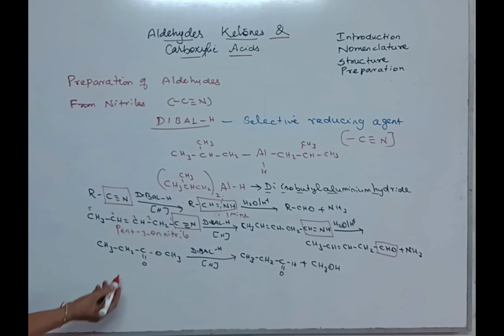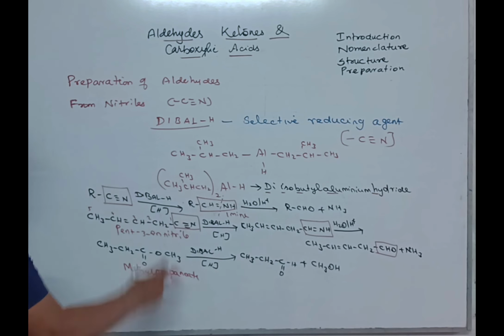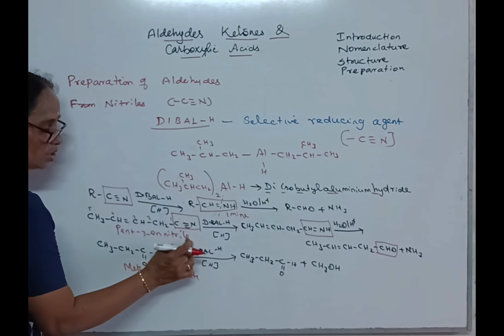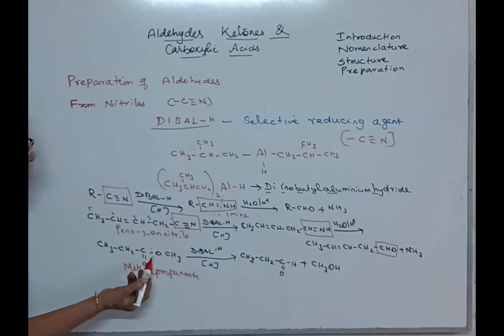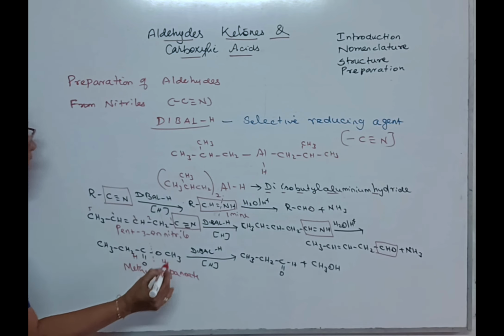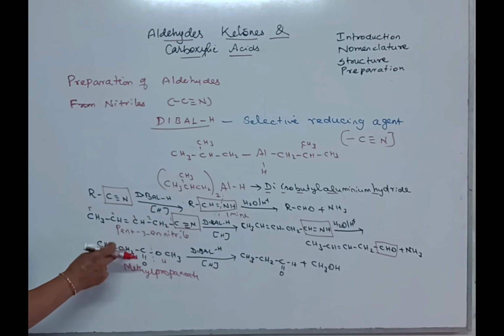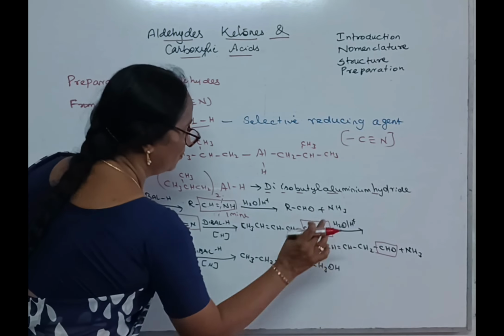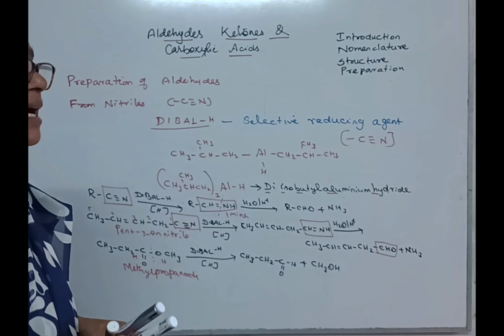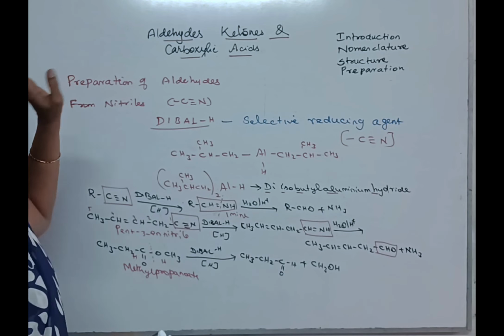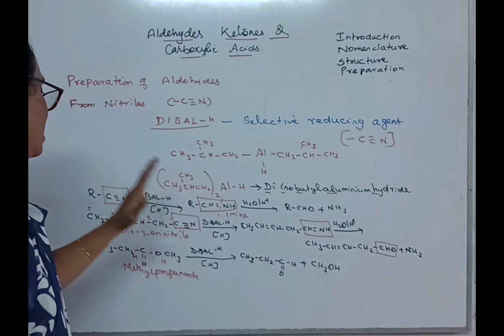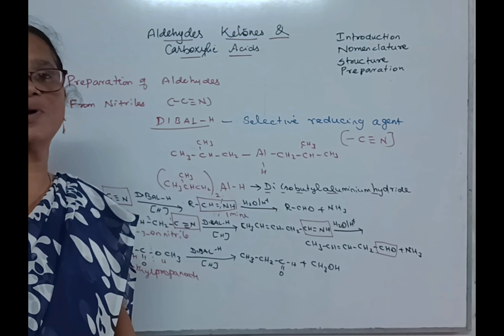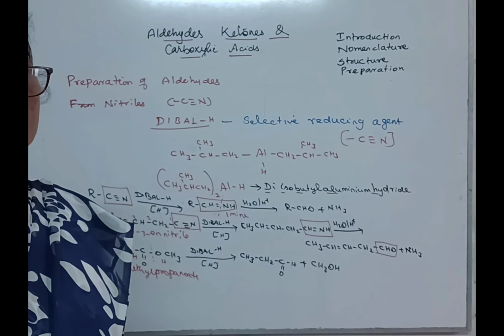So here I have taken methyl propanoate. When methyl propanoate is reduced by dibal aluminium hydride, the cleavage of bond takes place between the acyl part and the alkoxy part. So here I can add a hydrogen, here I can add a hydrogen. So we are getting propanol as well as methanol. So this is reduction of nitriles either by Stephen reaction using stannous chloride and HCl, or by using dibal-hydride. We can reduce nitriles to aldehyde through the formation of intermediate imines.